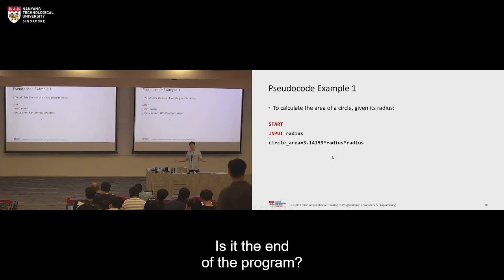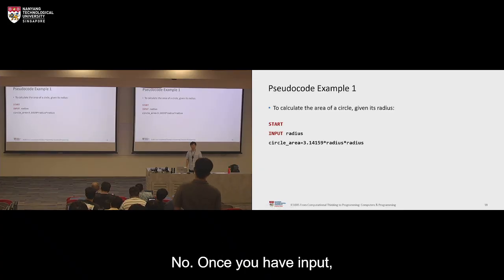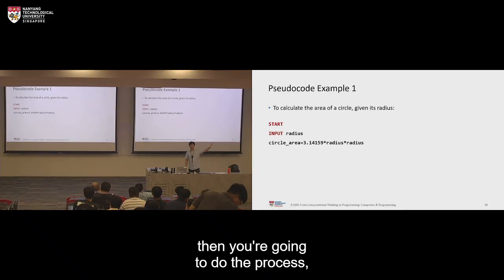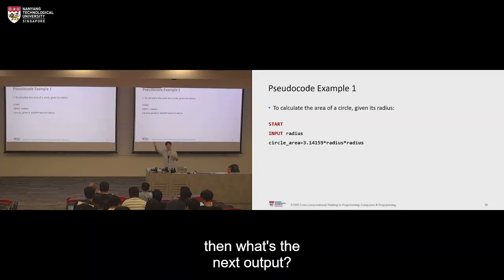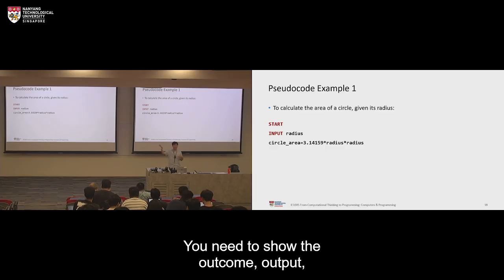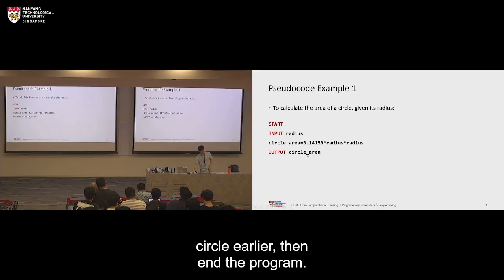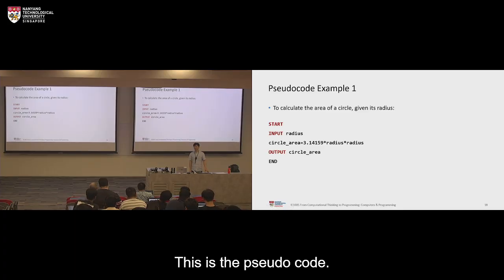Okay, is it the end of the program? No. Once you have an input, then you're going to do the process. Then what's next? Output. Right? You need to show the outcome. Output circle area. Then end the program. So this is the pseudocode.